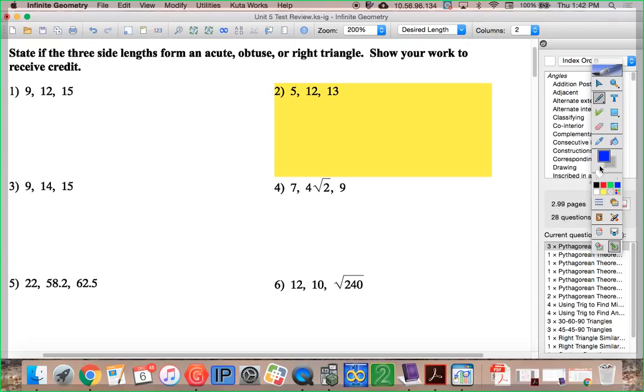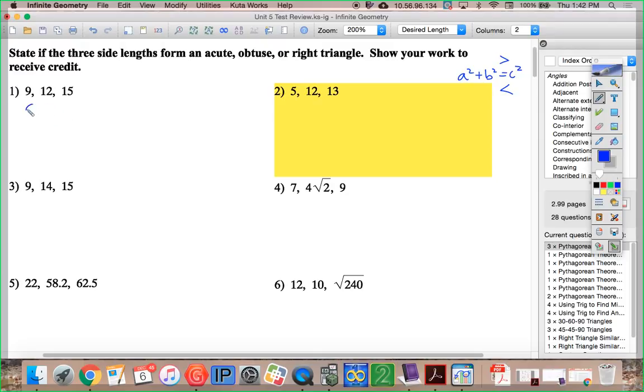So, if we do a squared plus b squared, and that equals c squared, that's Pythagorean theorem. That means it is a right triangle. But if c squared is smaller than a squared plus b squared, that means that angle is smaller, so it's acute. If c is bigger, the angle's bigger, and it's obtuse.